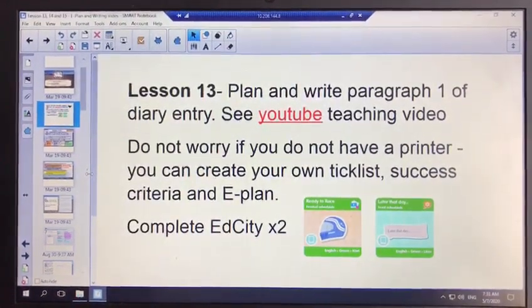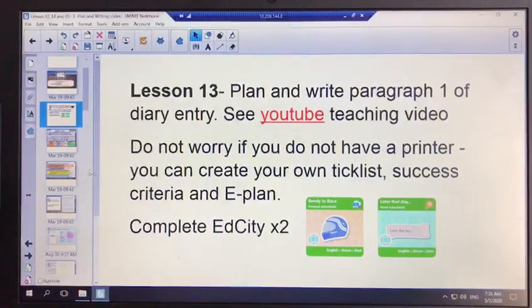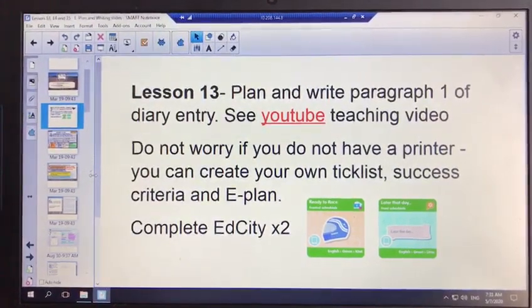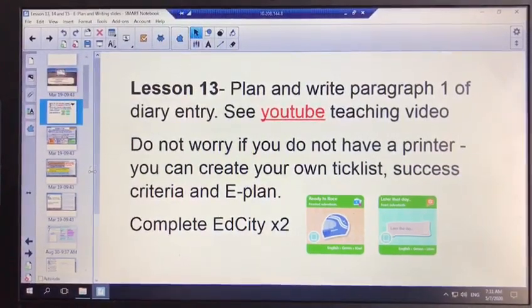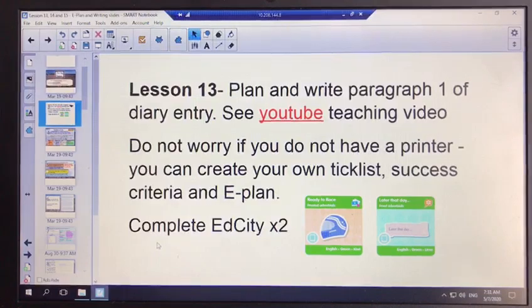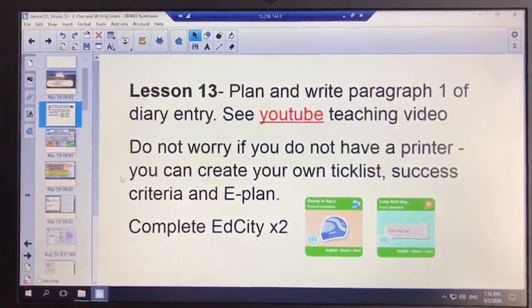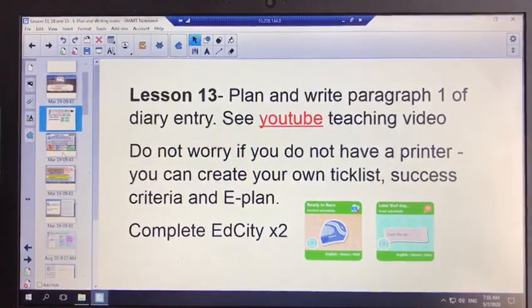You can create your own tick list, success criteria and e-plan, but just make sure you do have a version of these. We've included these resources on the website as well. There are also some Education City activities to complete alongside our first lesson of planning and writing our diary entry.